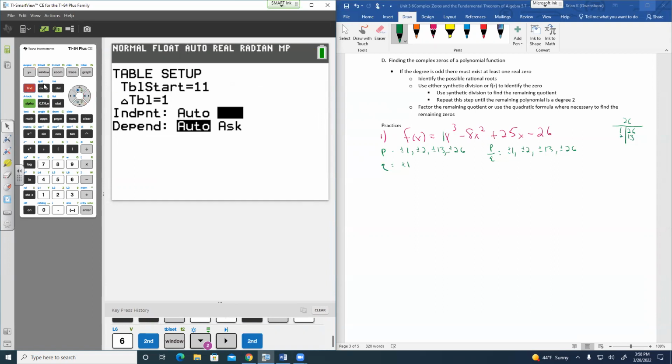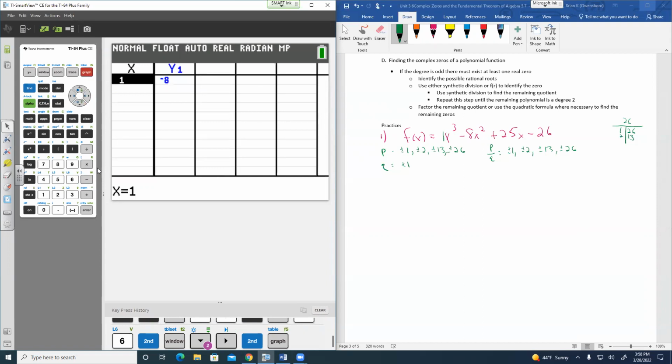So if I now go back to my table, if I clear this off, I think I have to hit the delete button. Try that out again. Hit the delete button. There you go. That goes away. So let's try 1 to start with and see what we get. So if I put 1 in, I'm looking for 0. I got a negative 8. So let's try a negative 1. And I got negative 60. Let's try a 2. 2 gave me 0. So there's my winner. So I found a root. So 2 is a root or a 0.